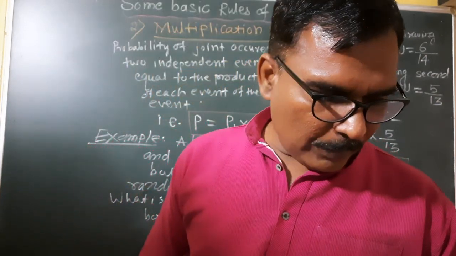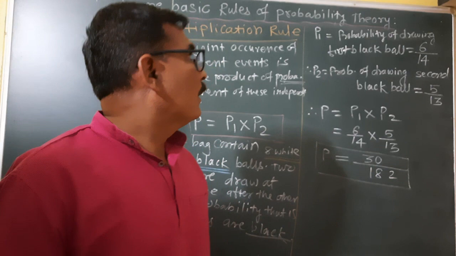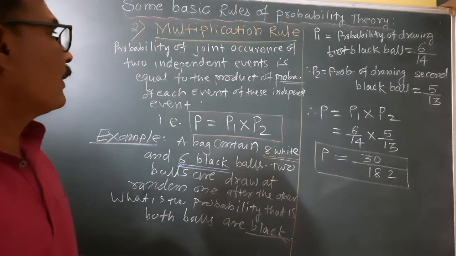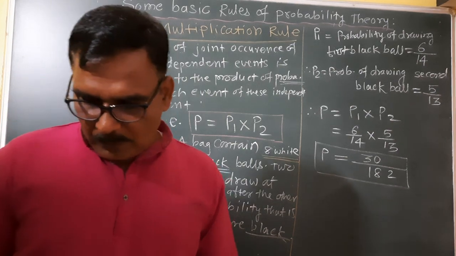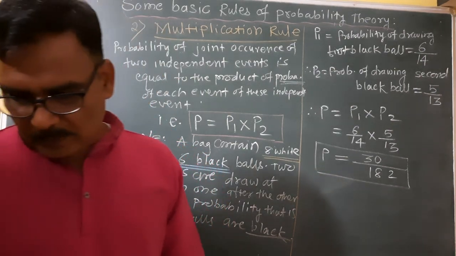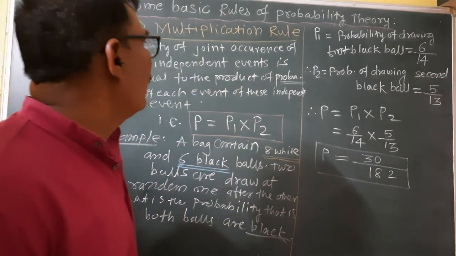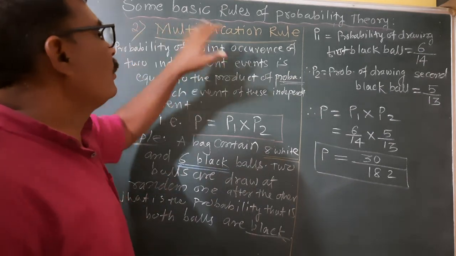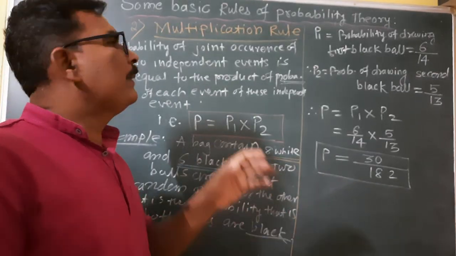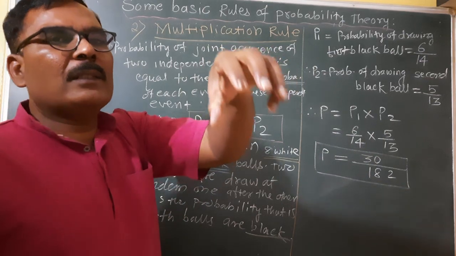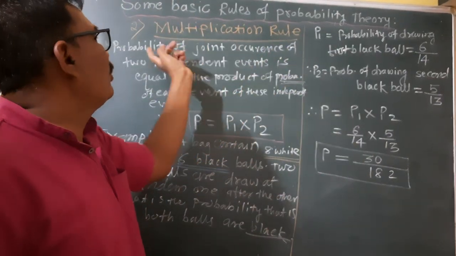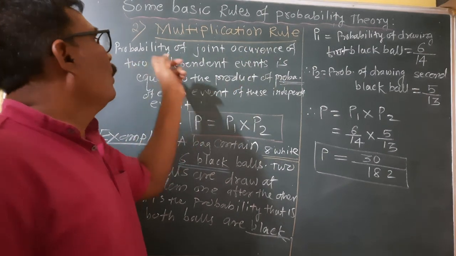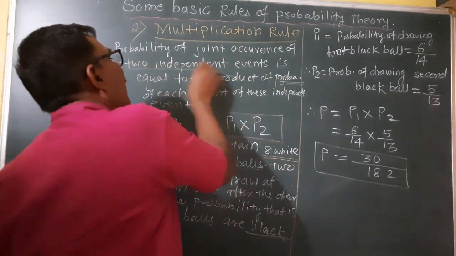This is a very important problem on the multiplication of probability. Now we will discuss one more problem based on probability. We have to understand the probability of joint occurrence. Joint occurrence means one occurrence, say P1, and another, P2: the joint occurrence of two independent events.